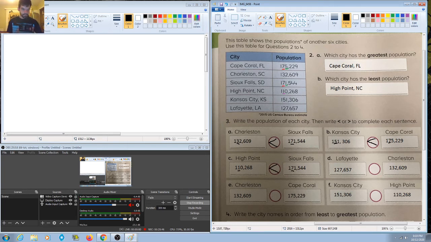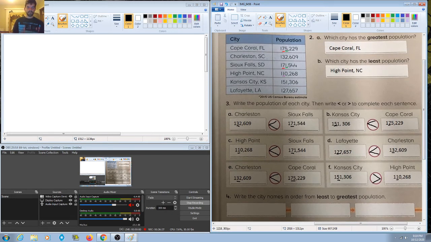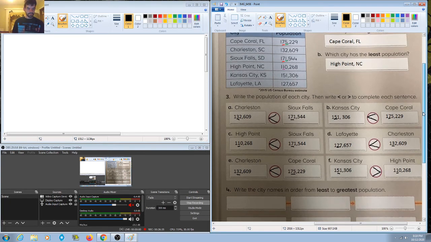Lafayette, we have 2 in the 10,000th place, and then we have 3 for Charleston. All of these are less than so far. Okay. Charleston is 3, and Cape Coral is 7. Kansas City, there we go. I was hoping for at least 1 greater than. So we have Kansas City is going to be 5 in the 10,000th place, and then High Point is going to be 1, and then that's going to be that Kansas City is greater. Okay. Alright, so as you can see, that kind of made up for a little bit of time instead of having to look at the numbers in a vertical column, as they're right next to each other, allowing us to put in the inequality.